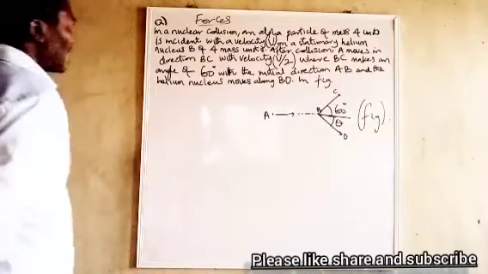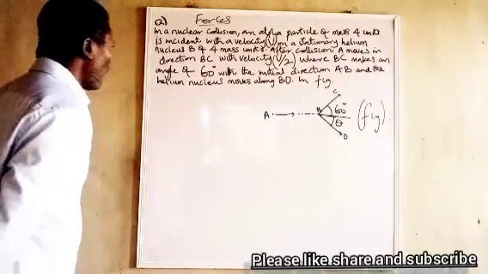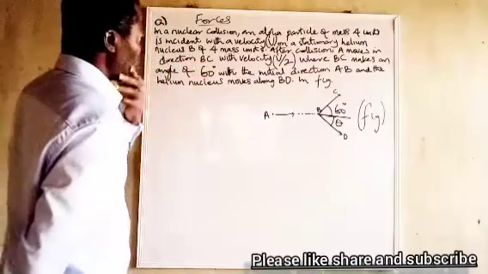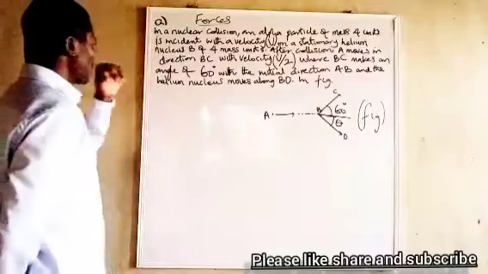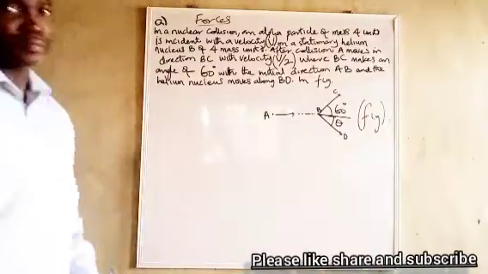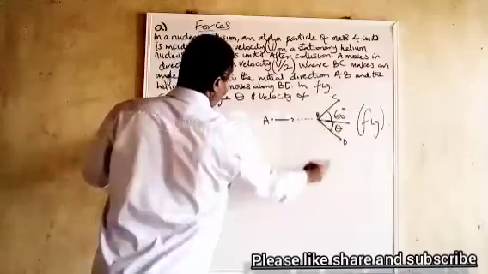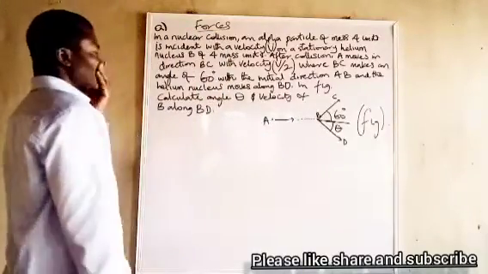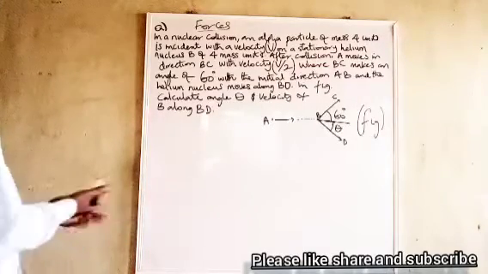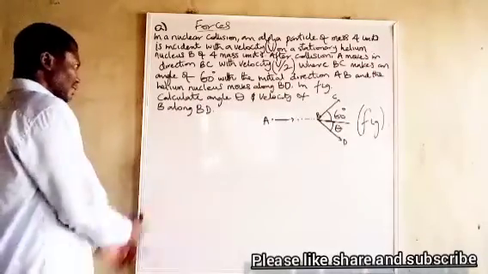In a nuclear collision, an alpha particle A of mass 4 units is incident with a velocity v on a stationary helium nucleus B of 4 mass units. After collision, A moves in direction BC with velocity v over 2, where BC makes an angle of 60 degrees with the initial direction AB, and the helium nucleus moves along BD as in the figure. So we have to calculate this angle theta and the velocity of B along BD. We can use a triangle to solve it, and we can use resolution of vectors analysis. So let's try the two.